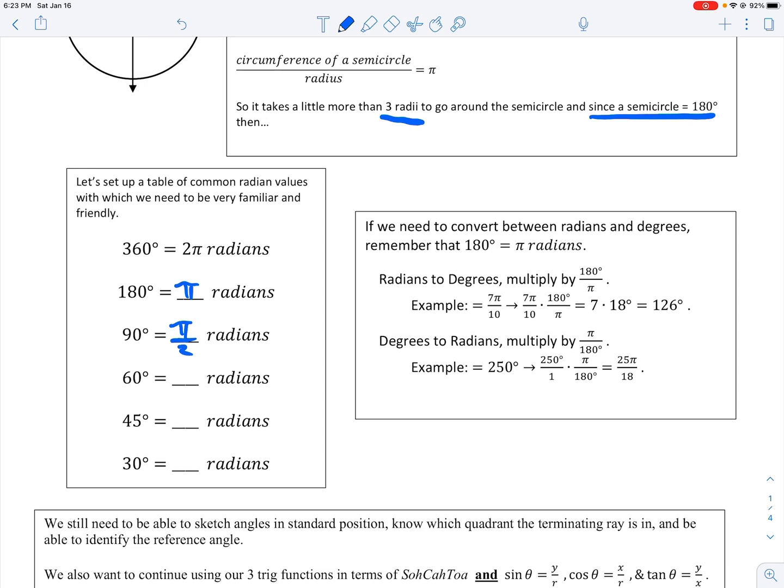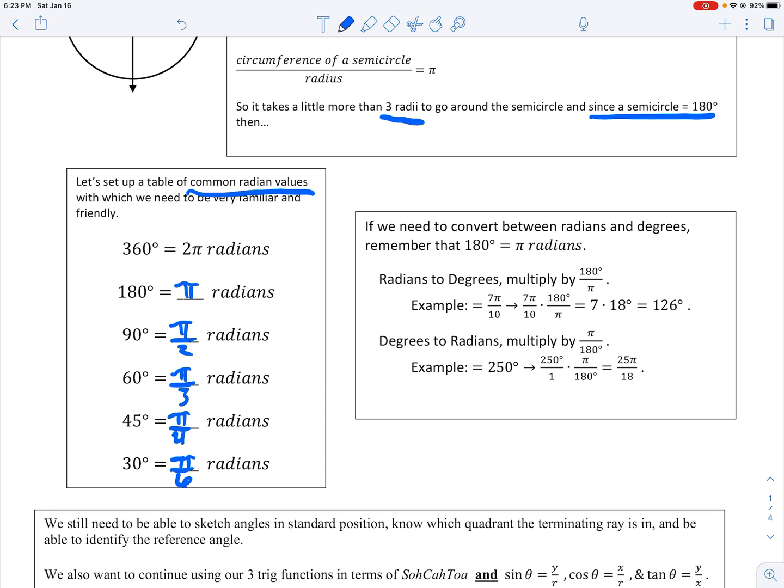60 degrees goes into 180 3 times, so this would be pi over 3. You're going to see we're going to use 180 and 360, pi and 2 pi, a lot to help us figure out a lot of these. 45 goes into 180 how many times? 4 times. And 30 goes into 180 6 times, so it's pi over 6. So these are the common radian values you're going to use a lot.